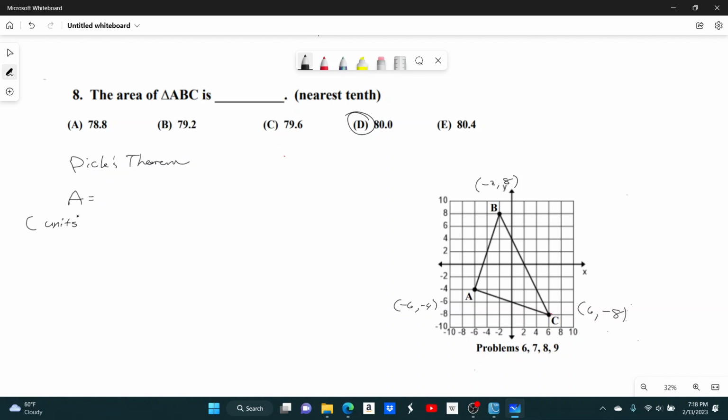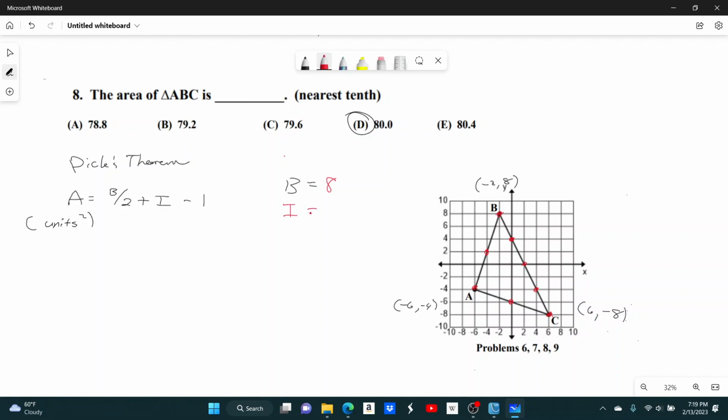So Pick's theorem says that the area in square units, that's important, the area in square units will equal the number of boundary points divided by 2 plus the number of interior points and then minus 1. So we just have to count the number of boundary points, number of interior points. So how many do we have on the boundary? We have, all right, so we have 1, 2, 3, 4, 5, 6, 7, 8. So we have 8 boundary points.